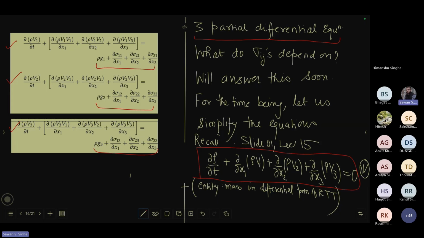The second question is, what is sigma ij after all? It's just a new symbol. Of course, it has a physical meaning. It has force per unit area. But who will tell me what sigma is?